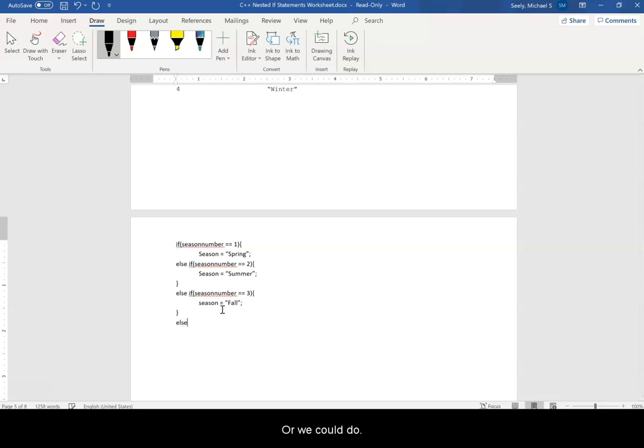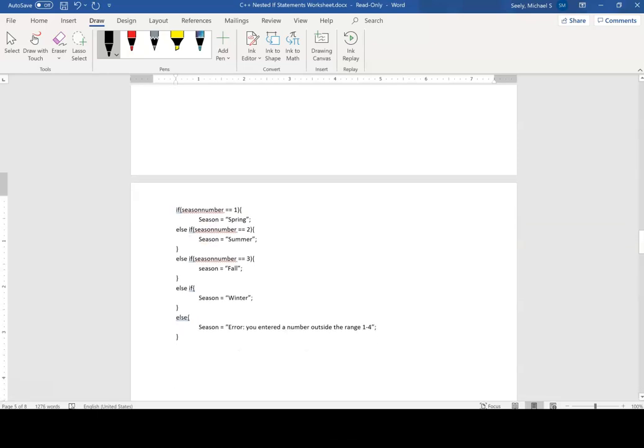Or we could do season equals winter. I would actually do this. I'd keep it as an if-else statement, and then the last one would be else season equals what? Error. You entered a number outside the range 1 through 4, or something like that. Okay.